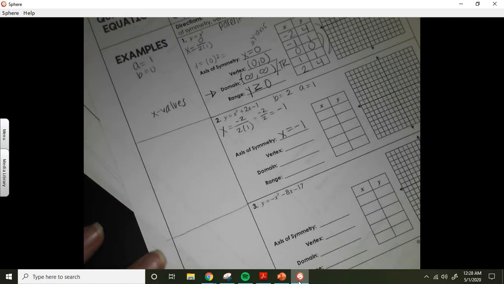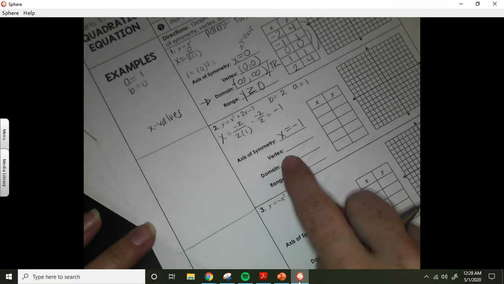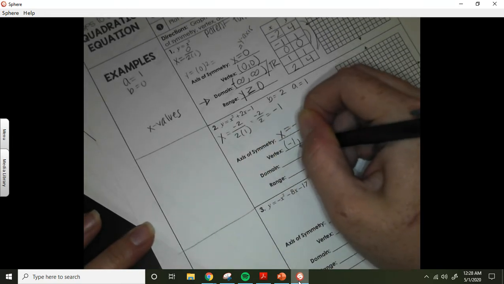If our axis of symmetry is negative 1, that means we plug in x to find our y in order to get our vertex. So we know that this is negative 1.